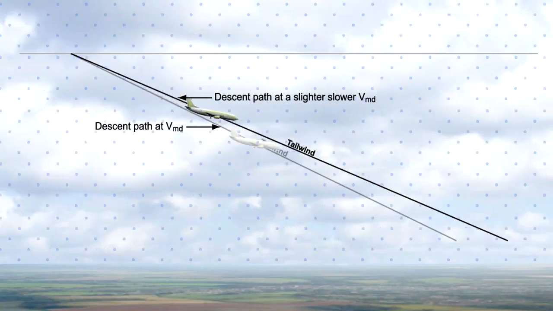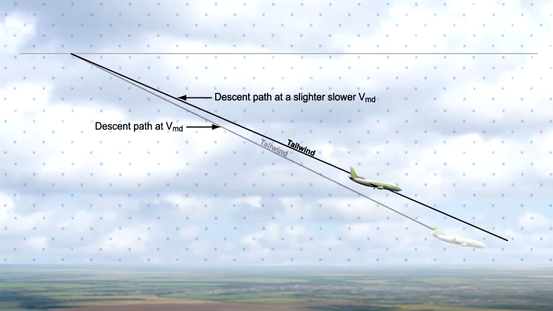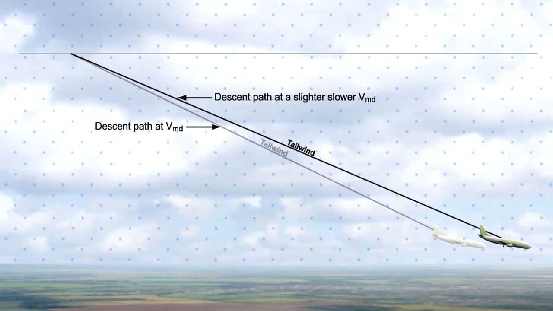Similarly, with a tailwind, because a tailwind benefits the glide by decreasing the glide angle, it would be better to try and stay in this situation for longer. So this time the aeroplane's forward speed can be decreased so that the aeroplane can stay under the tailwind effect for longer and therefore be pushed further forwards.